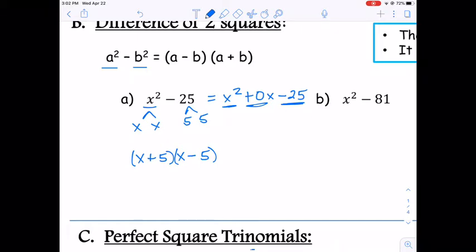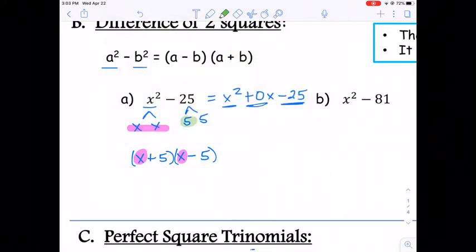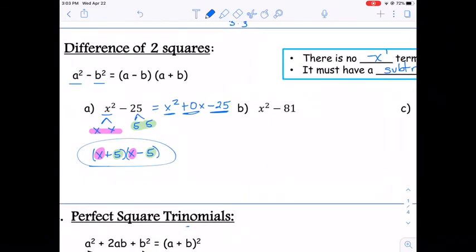And notice that x squared, x times x, gave me this x. The 25 is 5 squared, and that gave me these 5s. One positive and one negative to give me my factored expression.